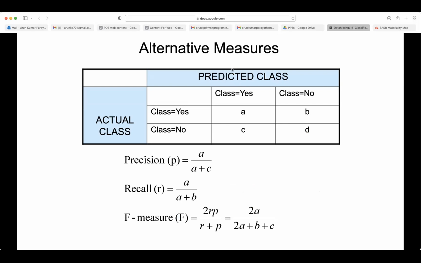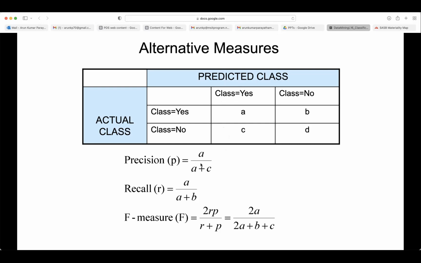So what are the alternative measures then? Accuracy is not a good measure for imbalanced class problems. Then what is a good measure? Precision is one, that is A by A plus C. A is predicted yes, and class is also yes. A plus C is the total predicted as yes. So if you predict 100, then how many are true positives? That is nothing but TP by predicted positives, TP plus false positives. So that is A by A plus C.